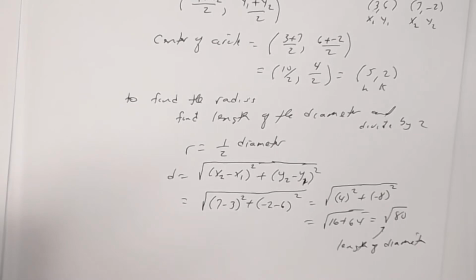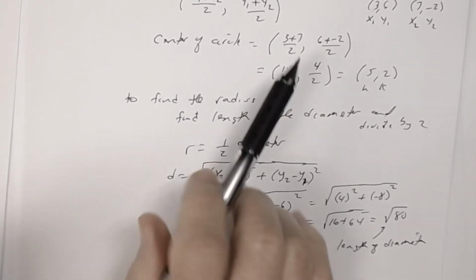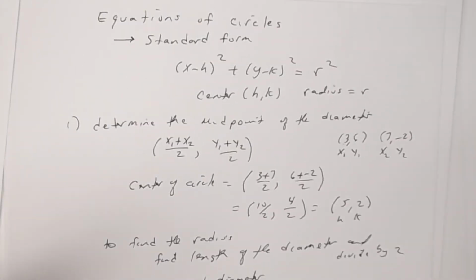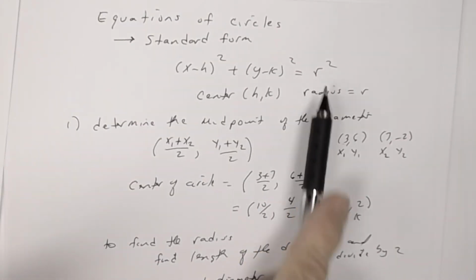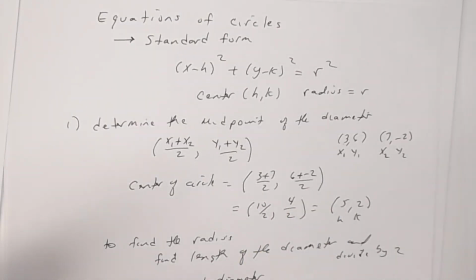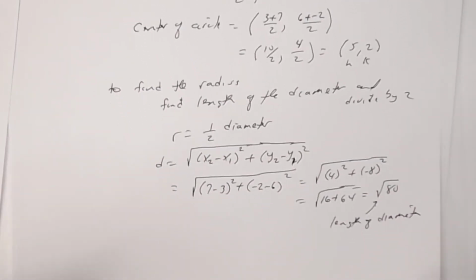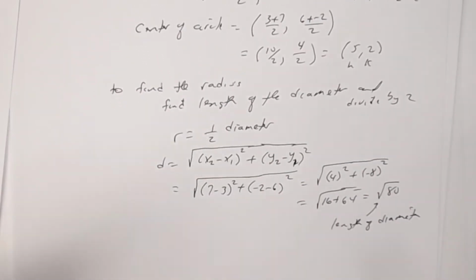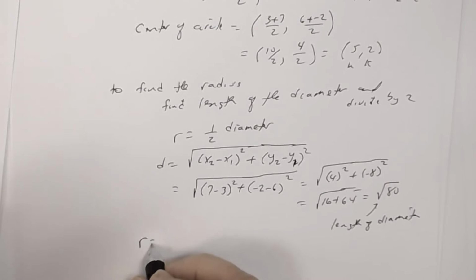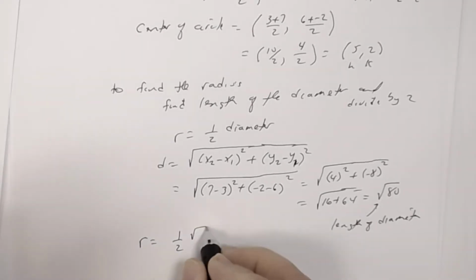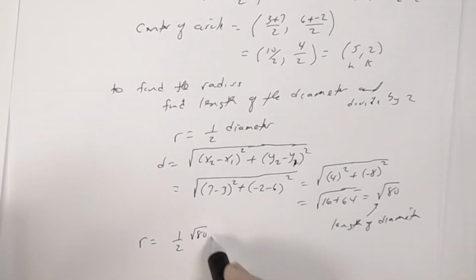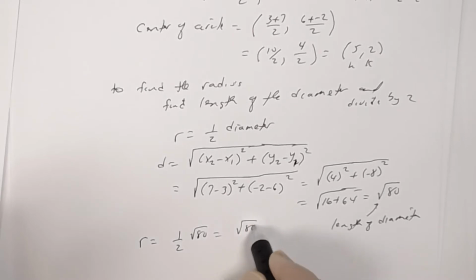Square root of 80. Okay, but I want to find the length of the radius, because I want to find the length of the radius so I can put that value here. The length of the radius, remember, is half the length of the diameter. So the radius would be 1/2 the square root of 80, which I'm going to rewrite as square root of 80 divided by 2.